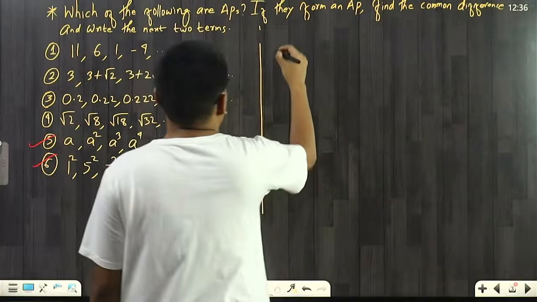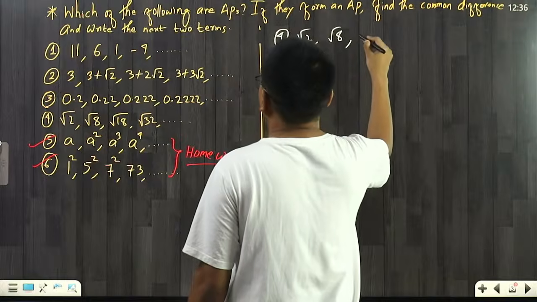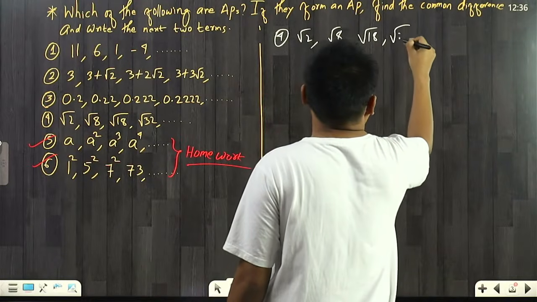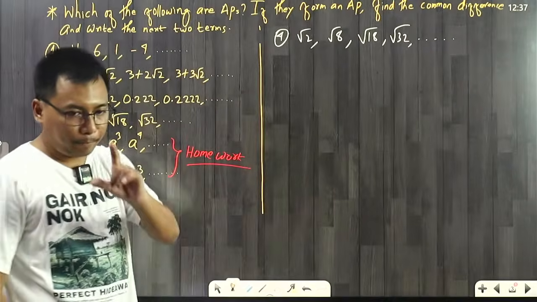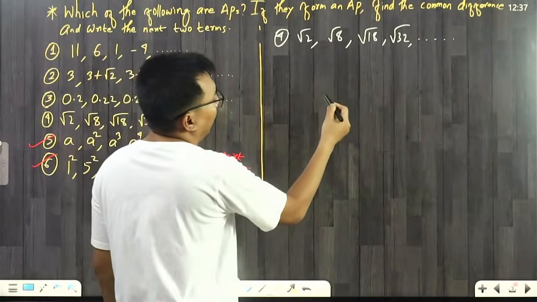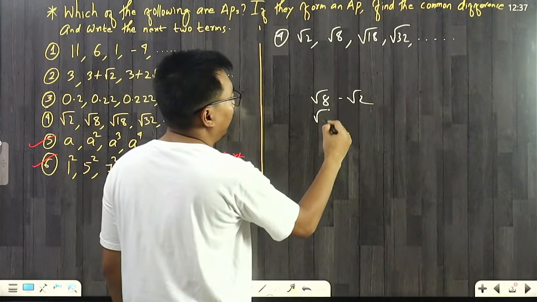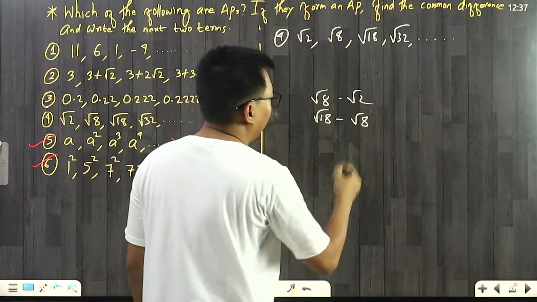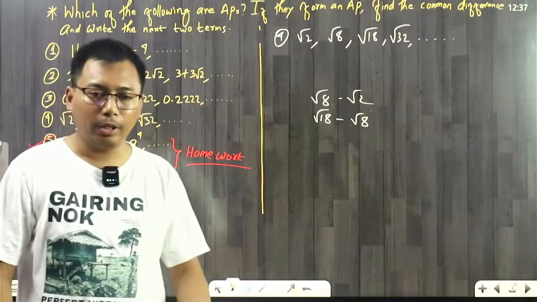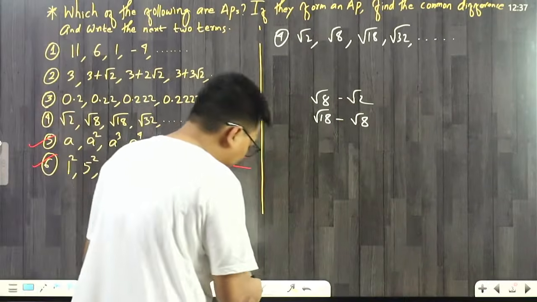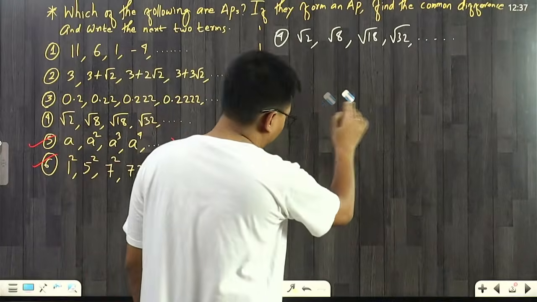Okay. The fourth one. We have root 2, root 8, root 18, root 32. Now, first of all, if I check a2 minus a1, it will be root 8 minus root 2. If I check a3 minus a2, it will be root 18 minus root 8. Now, how do I subtract this? No, do not do this. If we can break the numbers, we'll break them as much as possible.